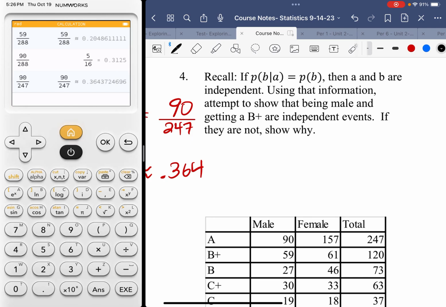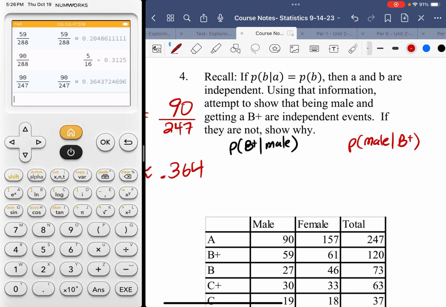All right. So I could designate whichever one I want as the given. For these kind of problems, I tend to do it both ways. So I'll find the probability of B plus given that the individual is a male. And then we'll find the probability of male given that the individual earned a B plus. So it's essentially the same kind of question as what we did previously.